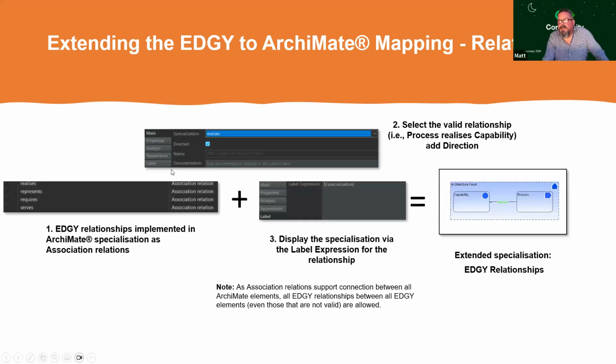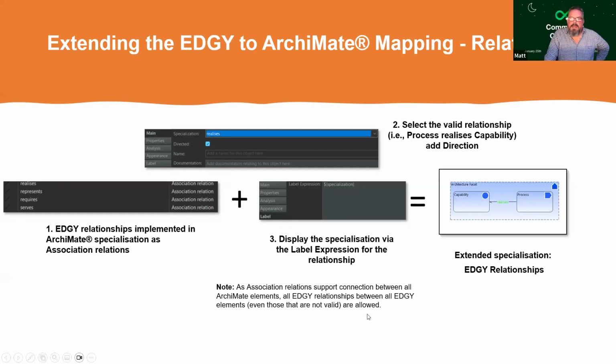So the next step, the screenshots don't work terribly well, but I looked at the relationships that exist in EDGY. All of them are built on the association relation that exists already in ArchiMate, apart from the flow. I think the flow is also one which I have used because according to the current language specification, that's valid as well. So what I was then able to do was to set up all of those relationships as specializations: realizes, represents, requires, pursues, serves, authors. EDGY people will know the rest of them.